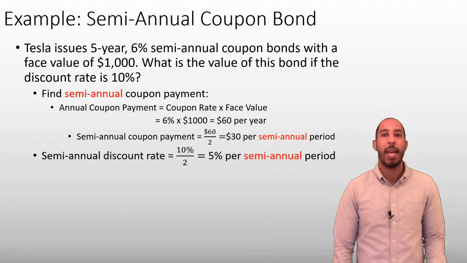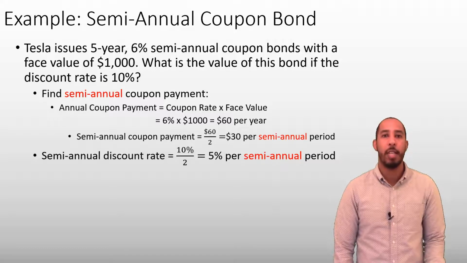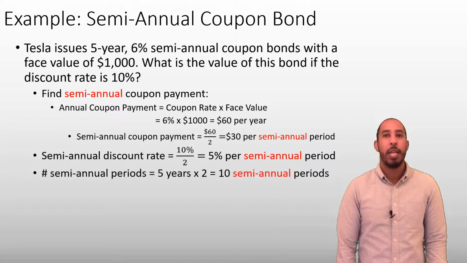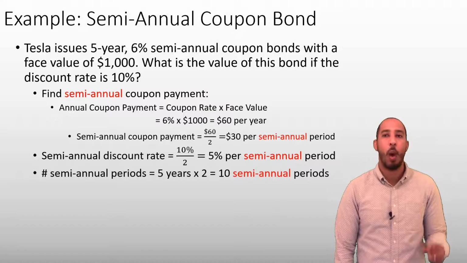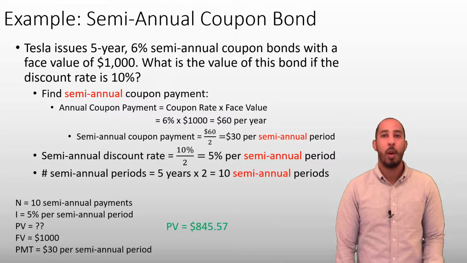Next, we need a semi-annual discount rate. We'll take that 10%, which is an annual rate, and again break it up into two pieces. So the discount rate will be 5% per semi-annual period. Lastly, we need to know the number of semi-annual periods. We'll be getting 5 years of interest payments, but we'll be getting them twice a year. So we need to have a total of 10 semi-annual interest payments. Putting these inputs into our calculator, we find the value of Tesla's semi-annual coupon bonds to be $845.